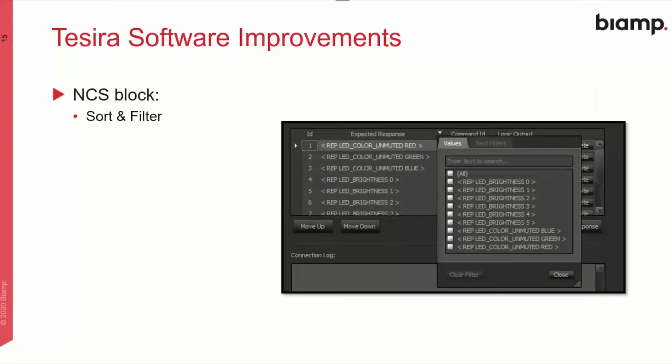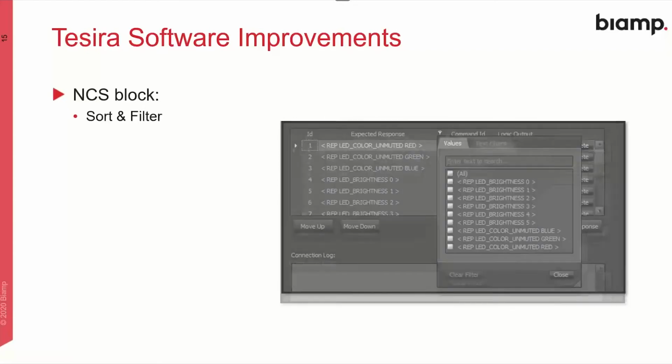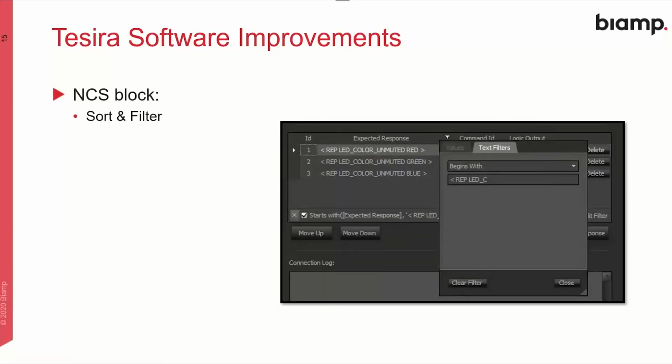So the sort and filter was added to the response section, and you can see here that we can go through and select by checkbox which ones we want to filter for, or the text filters, which are probably more helpful here. And in this case, I filtered for a reply LED and then color. So we see only the 3 expected responses entries that are related to that particular string match.